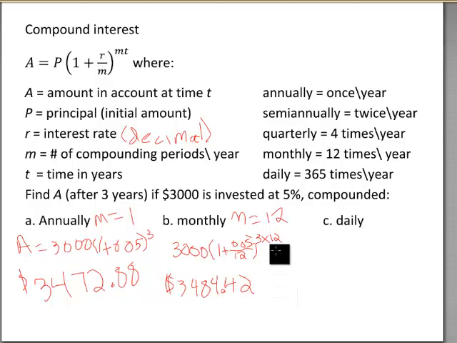So let's see what happens if we bump this all the way up to M equals 365. Now, if we get daily interest, we should get more money. So 3,000 times 1 plus, again, 0.05. Sorry, my decimal points aren't showing up. That's all over 365, and it's raised to the power of 3 times 365.